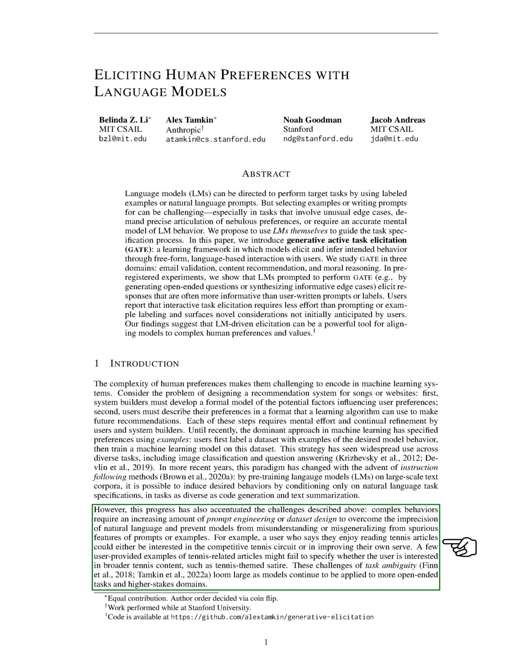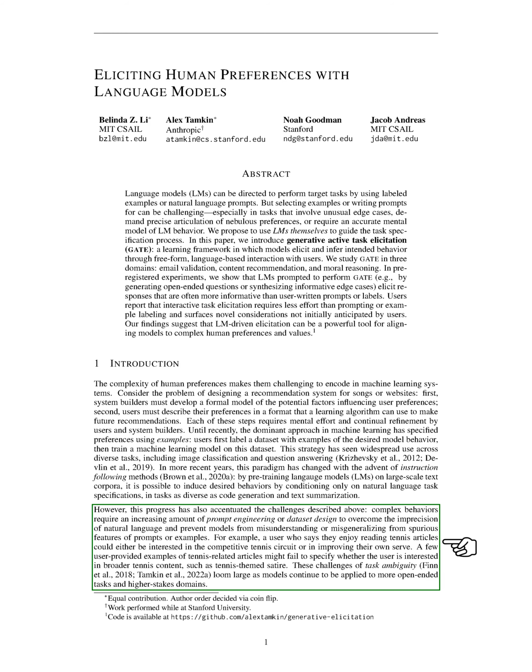Complex behaviors require more and more prompt engineering or dataset design to overcome the vagueness of natural language and prevent models from misunderstanding or misinterpreting prompts or examples. For instance, if a user says they enjoy reading tennis articles, it's unclear whether they're interested in competitive tennis or in improving their own serve. A few examples of tennis-related articles might not be enough to clarify whether the user is interested in broader tennis content, like tennis-themed satire.